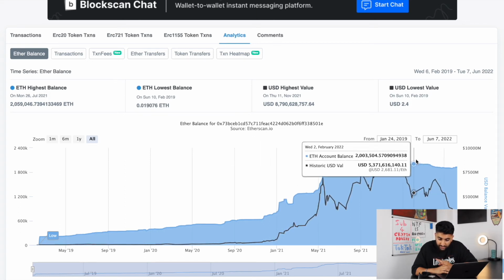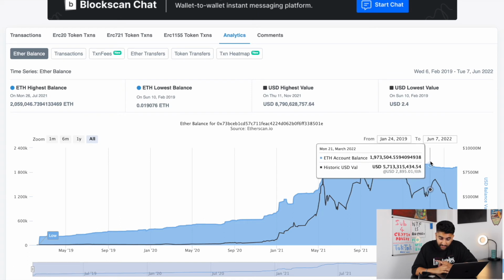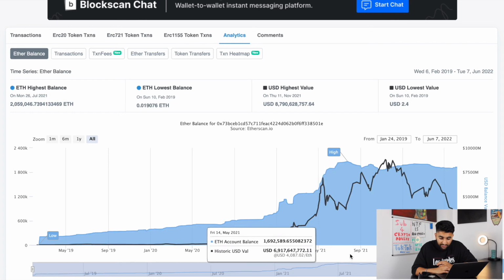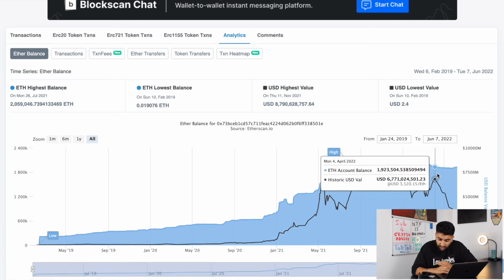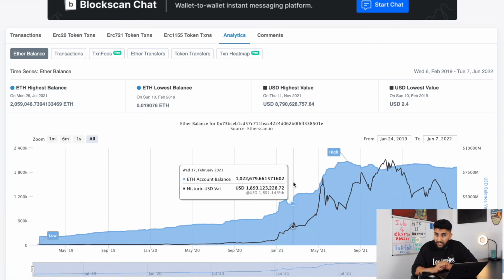This blue bit denotes the amount of Ethereum held, and the black line is the value of the Ethereum. If anything, we can see that they've sold slightly here, but they're not buying anymore, and that's the key thing. Because if the top whales have stopped buying, do you think it's a good time for you to buy as well? Probably not.